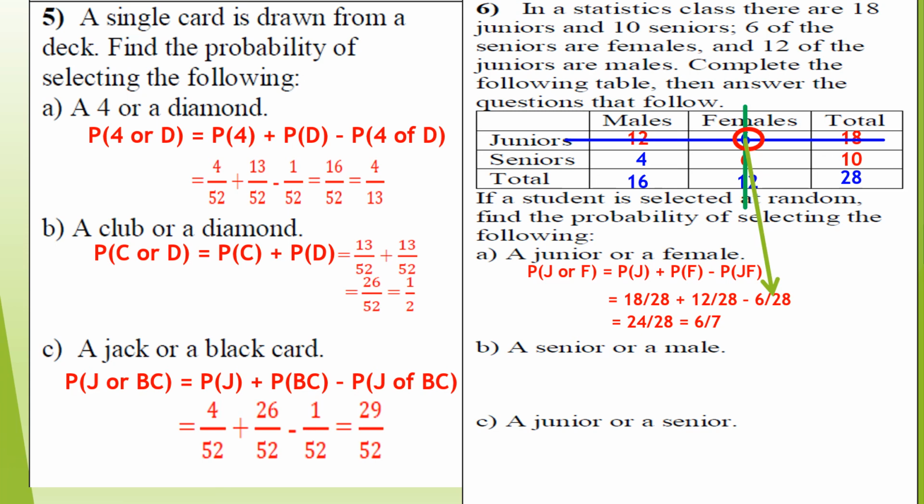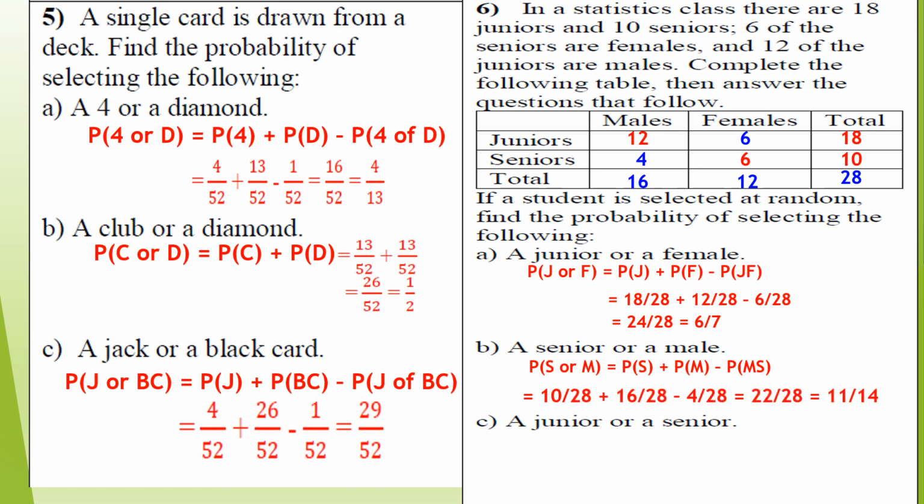A senior or a male. So senior or male equals the probability that it is senior plus the probability that it's a male minus the probability that it is a male senior. The probability that it is a senior is 10 over 28. The probability that it is a male is 16 over 28 minus the intersection of senior and male, which is 4 over 28. So this is equal to 11 over 14.